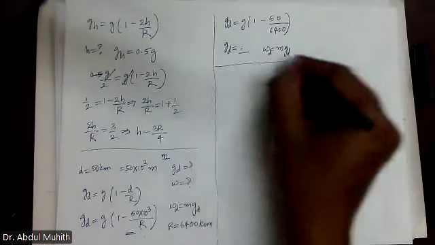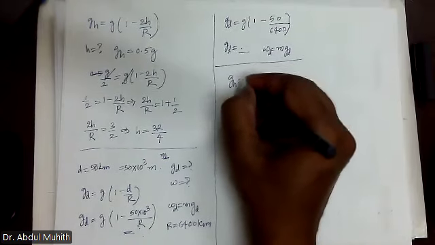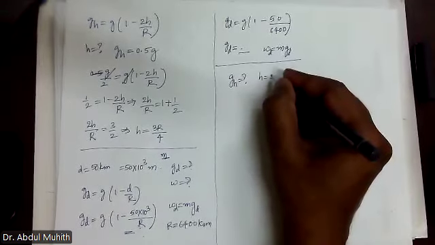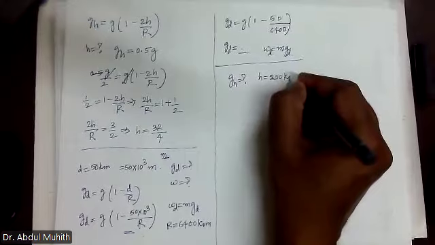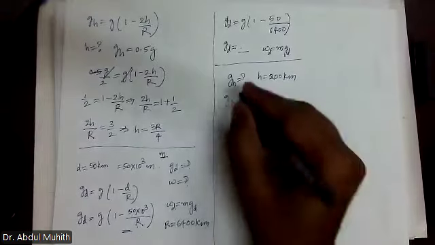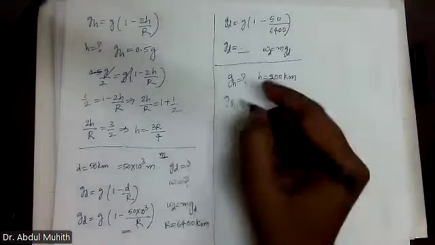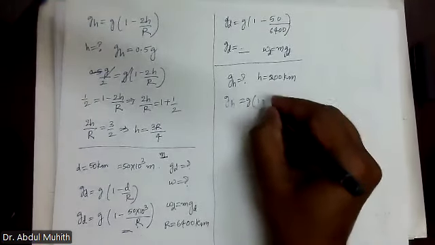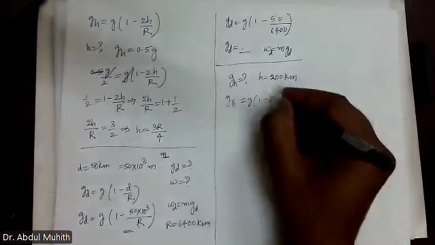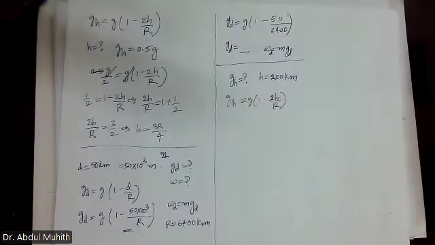And the same goes for height also. So what is the value of g when it is at a height of 500 or maybe 200 kilometers from the earth? Just substitute. g_h is equal to g into 1 minus 2h by R, right? Substitute in this formula, you'll get the answer.